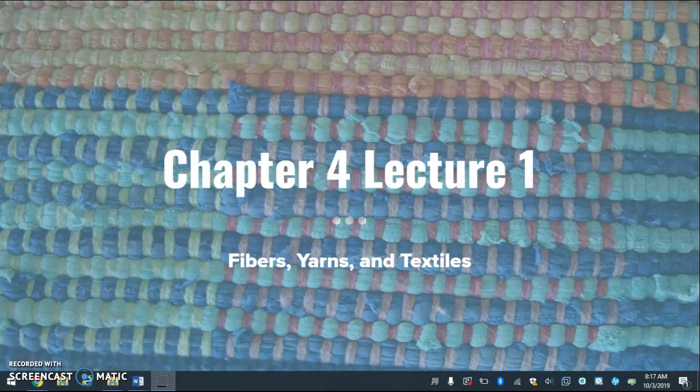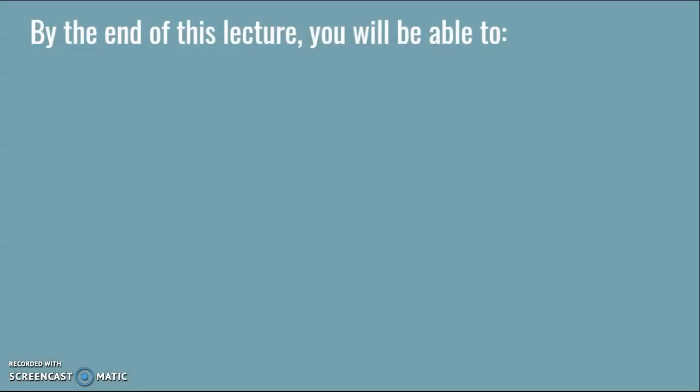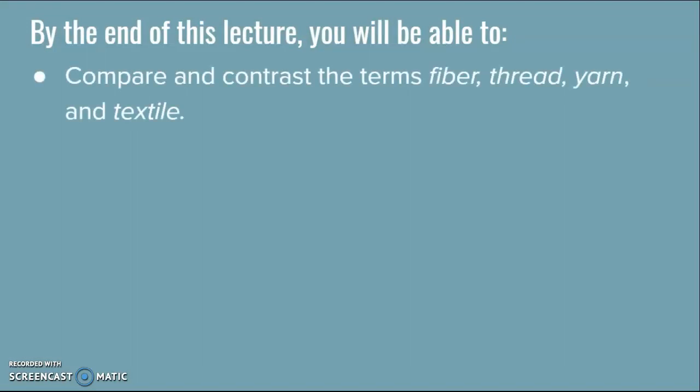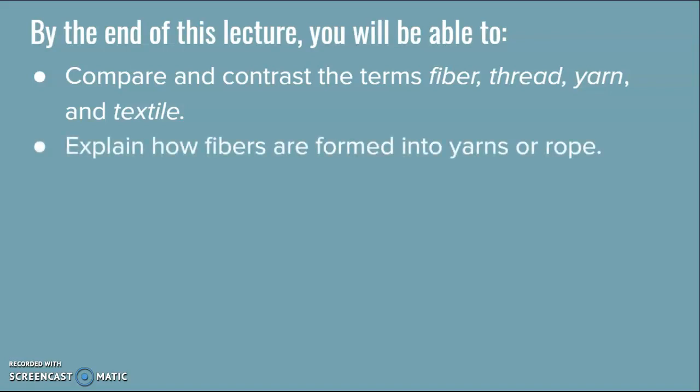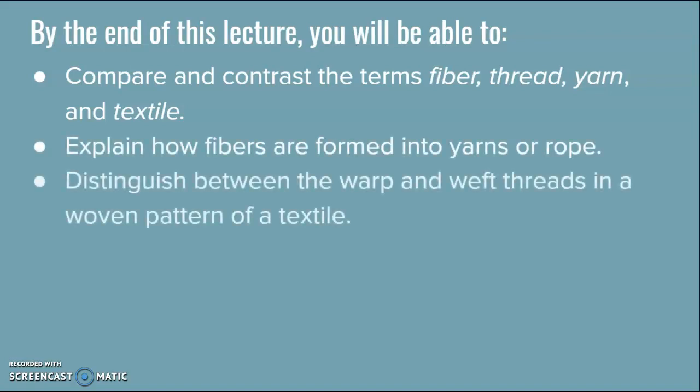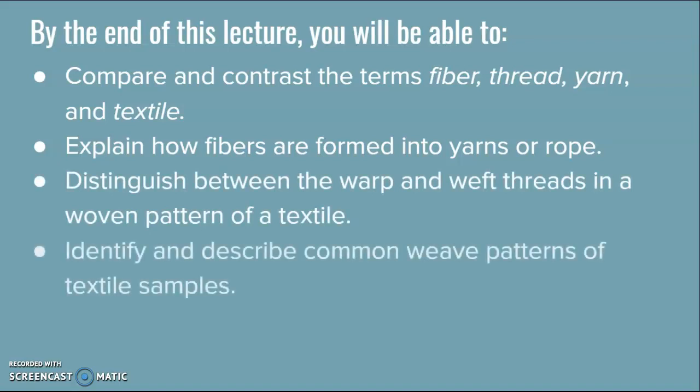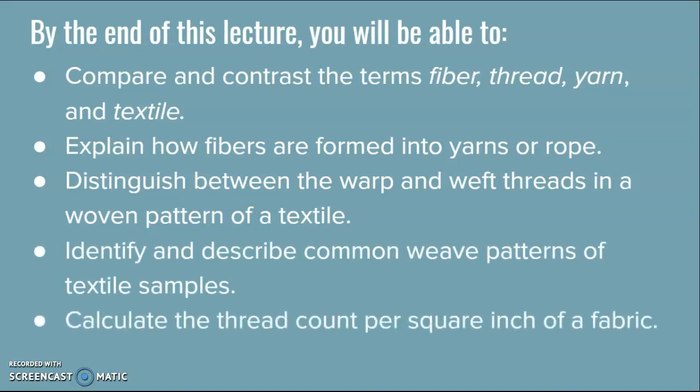All right, so this is our first lecture of Chapter 4, and we're going to look a little bit deeper into fibers, yarns, and textiles. By the end of this lecture, you will be able to compare and contrast the terms fiber, thread, yarn, and textile, explain how fibers are formed into yarns or rope, distinguish between the warp and weft threads in a woven pattern of a textile, identify and describe common weave patterns of textile samples, and calculate the thread count per square inch of a fabric.